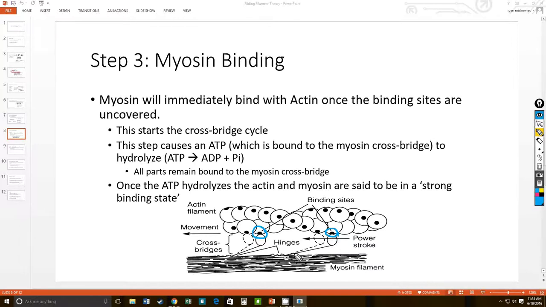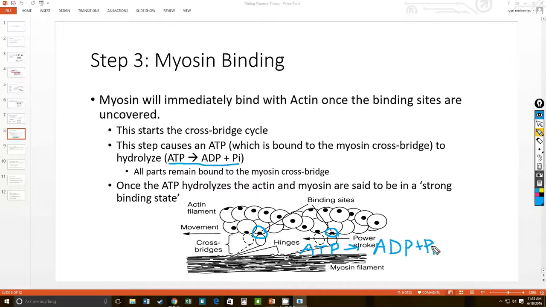So first thing, on the cross bridge, you will have a bound ATP. It's just sitting there. Later on we'll see it's important, but there's an ATP that's bound onto that cross bridge. When this cross bridge interacts with and binds with that active site on the actin molecule, it hydrolyzes. Hydrolysis of ATP is this little equation right here. ATP gets broken down into ADP and a phosphate. So we have an ATP, it's going to turn into an ADP plus phosphate, or inorganic phosphate.